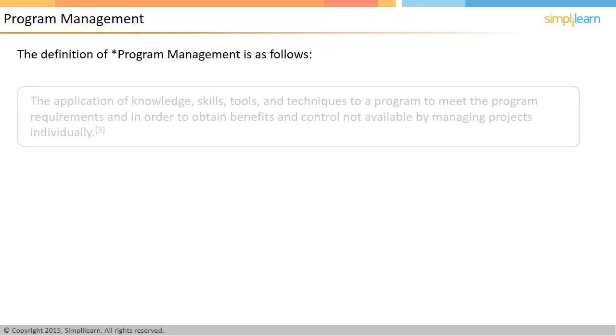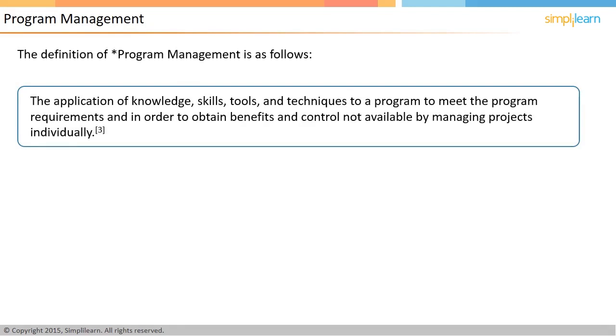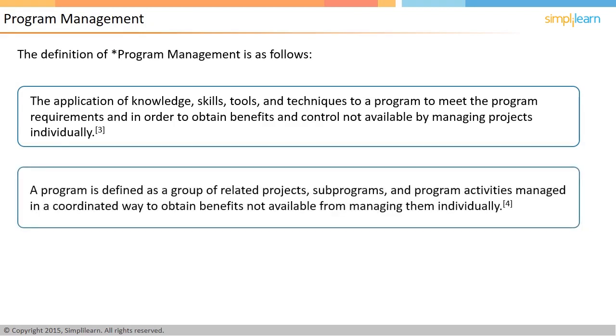Program management is defined as the application of knowledge, skills, tools, and techniques to a program to meet the program requirements and to obtain benefits and control not available by managing projects individually. As defined in PMBOK Guide, a program is a group of related projects, which when managed as a group in a coordinated fashion, provides benefits and control that are not available while managing them individually. These benefits could be from decreased risk, economies of scale, improved management of dependencies, delivery of additional capabilities, optimal utilization of shared resources, and so on.